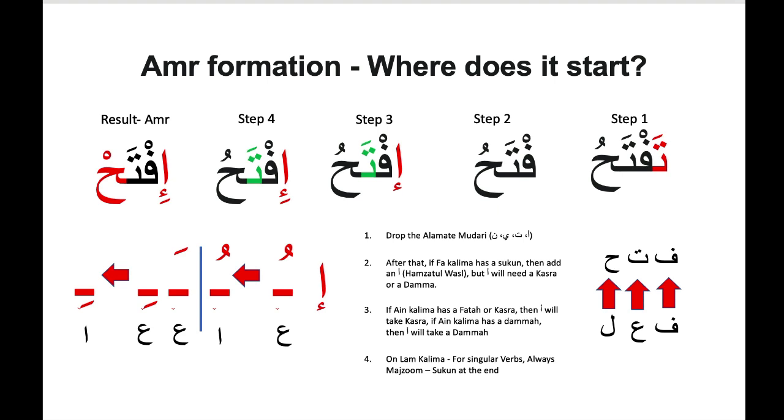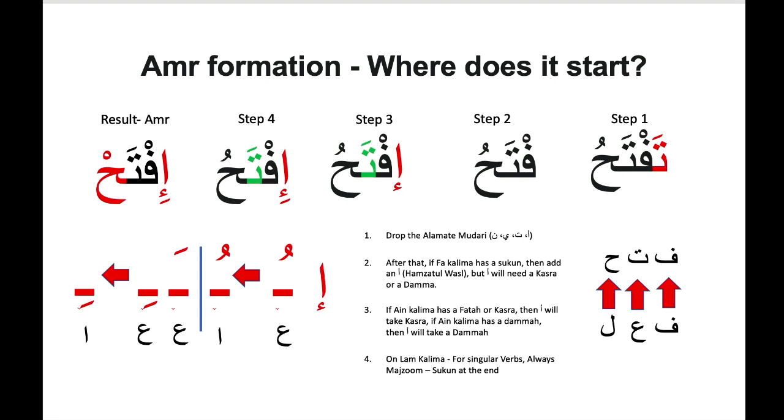So we have to now look at what is ain kalima. The original word is fataha. So fa is fa kalima, ta is ain kalima, ha is lam kalima. So our rule says if the ain kalima has got fatha or kasra, then alif will have kasra. If the ain kalima has got dhamma, then alif will have dhamma. So for formation of Amr, we can have only kasra on alif or dhamma on alif. We cannot have fatha on the hamzatul wasl. Ain kalima ta has got fatha, therefore alif will have a kasra here.